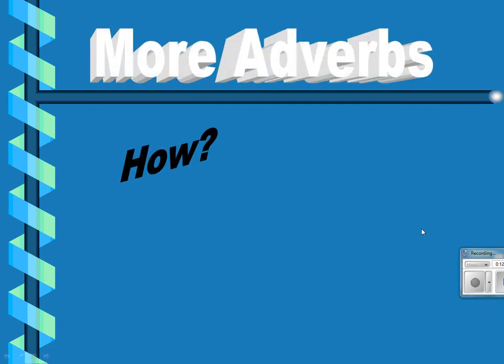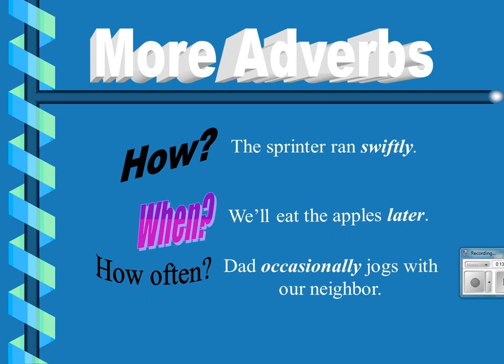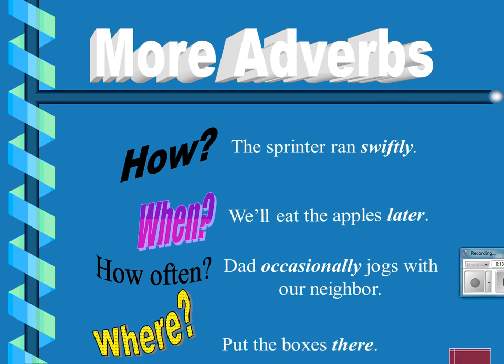Some more adverbs. How? Again, that same question. The sprinter ran swiftly. How did the sprinter run? Swiftly. And notice here, ly. A lot of times, adverbs will end with ly. Not always, but a lot of times. When? We'll eat the apples later. When will we eat the apples? Later. How often? Dad occasionally jogs with our neighbor. How often does Dad jog? Occasionally. Where? Put the boxes there. Where should we put the boxes? There.